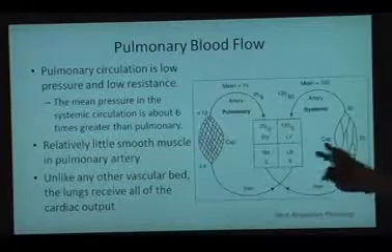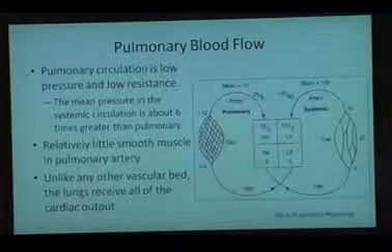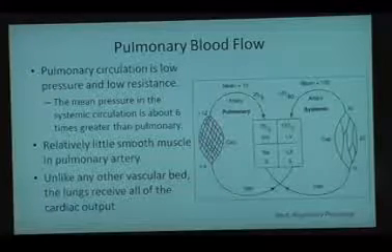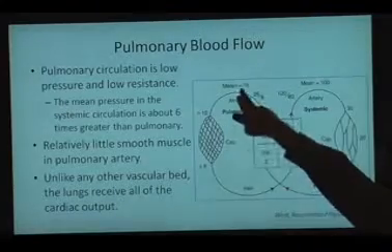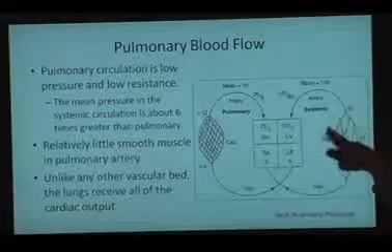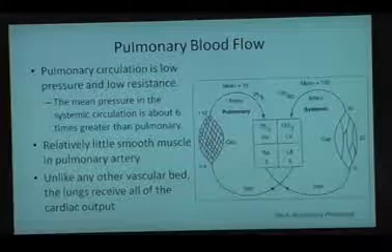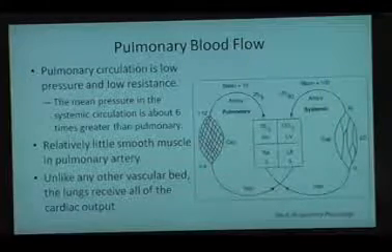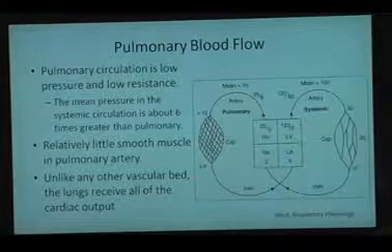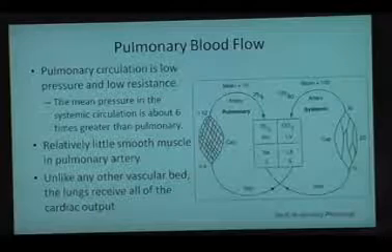So shown here is the pulmonary circulation as compared to the systemic circulation, making the point that pulmonary circulation is a low pressure and low resistance circuit. So the mean pressure in the pulmonary circulation is about 15 millimeters of mercury. It's about 100 millimeters of mercury in the systemic circulation, so that the mean pressure in the systemic circulation is about 6 times greater than in the pulmonary circulation. And that's related to the fact that the systemic circulation has to perfuse the head as well as the toe, the kidneys as well as the brain, whereas the pulmonary circulation only needs to move blood through the thorax.